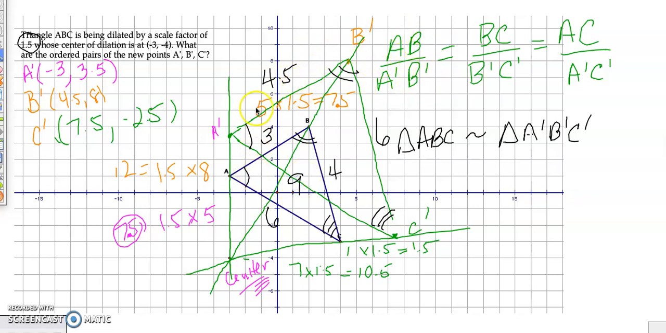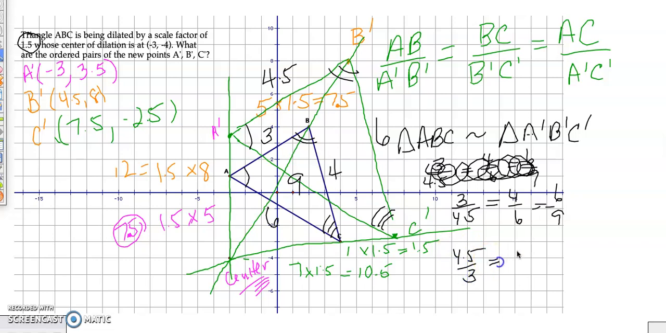So when you do these ratios of this side over that side, and you write it out, it's going to be 3 over 4.5. Is that equal to 4 over 6, and is that equal to 6 over 9? You can do 3 over 4.5 is equal to 4 over 6 is equal to 6 over 9, which you can also write as 4.5 over 3. Is that equal to 6 over 4? And is that equal to 9 over 6, right? Because I'm doing new over old.